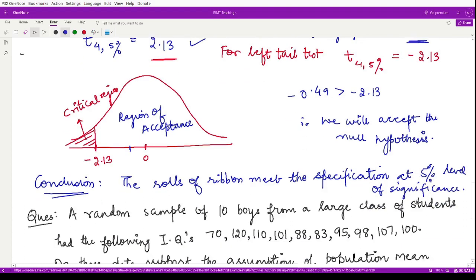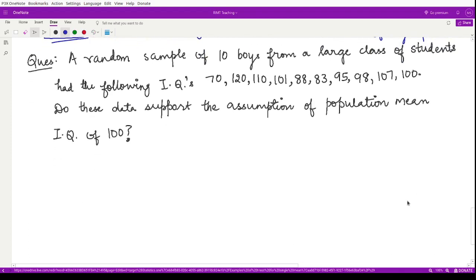And in a similar way, we may have a look at one more question here. The question says a random sample of 10 boys from a large class of students have the following IQs. So these IQs are given to you for the given 10 students taken from a class. So we are to check here whether the IQs of these 10 students are able to represent the IQ of all of the 100 students of the class, right? So here the population mean is given to you as 100.